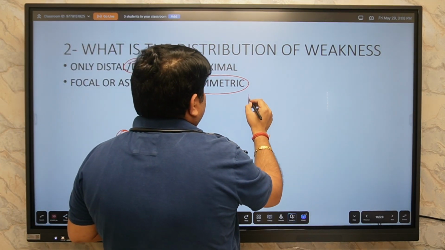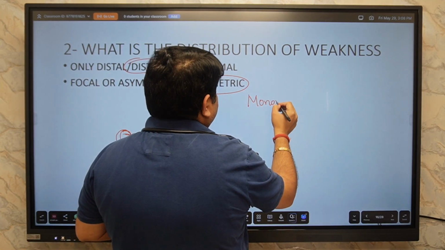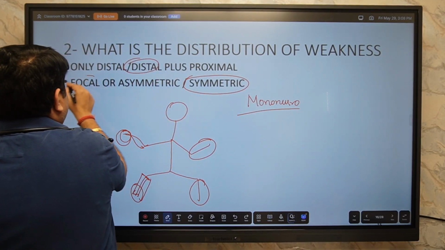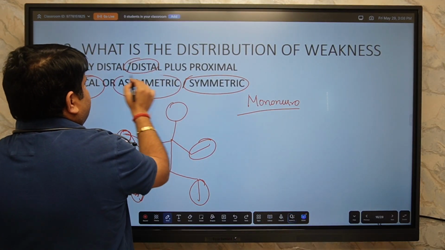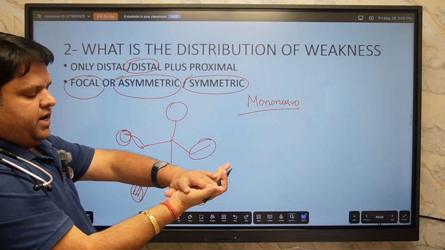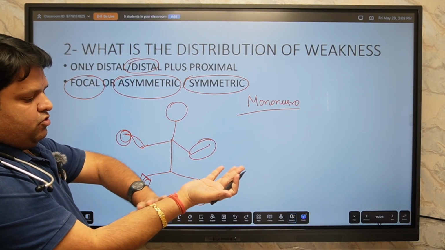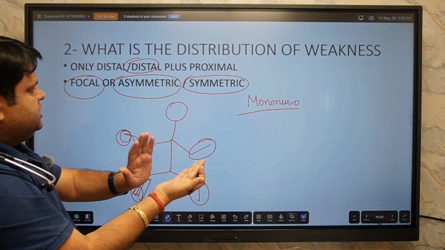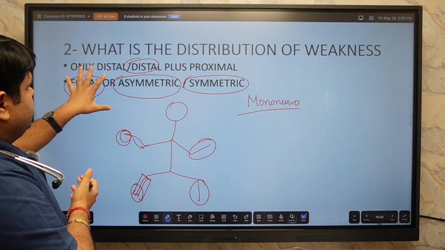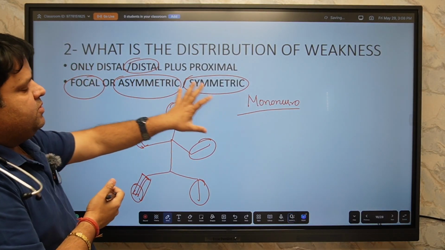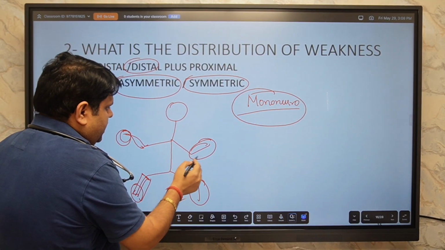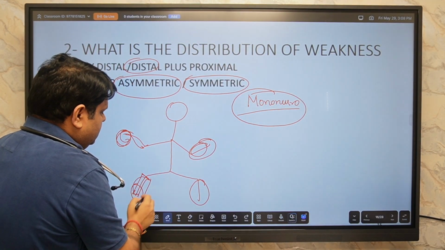In case of mononeuropathy, as in median nerve involvement, there is a focal involvement and an asymmetric type of weakness, involving only one hand. If there is involvement of the ulnar nerve, there is weakness of the ulnar area and there is sensory loss in the same area. So there is focal and asymmetric involvement seen in mononeuropathy, and distal and symmetric involvement seen in polyneuropathy.